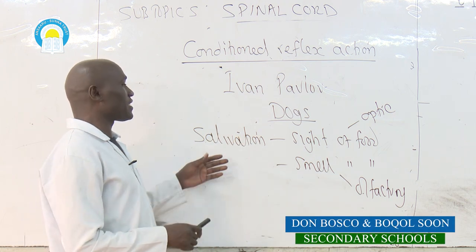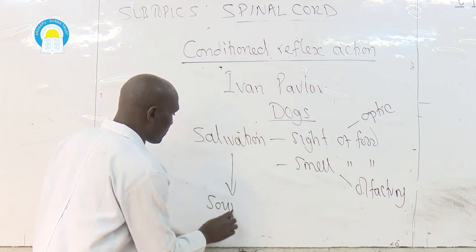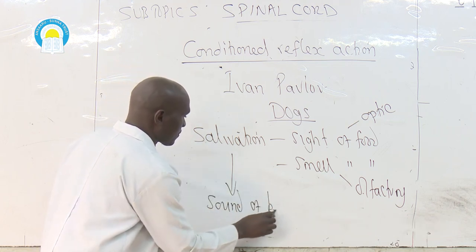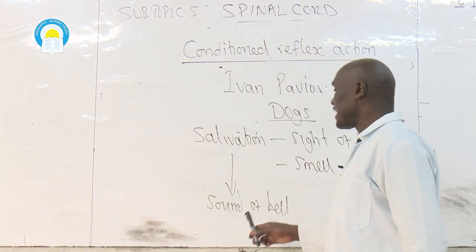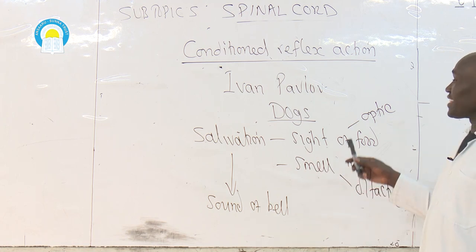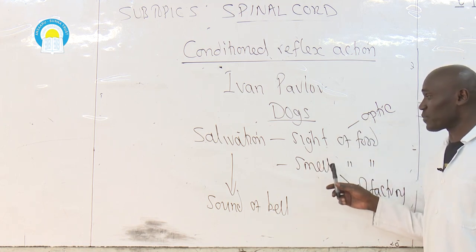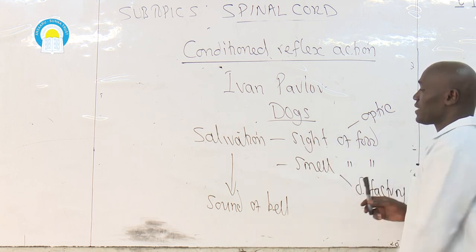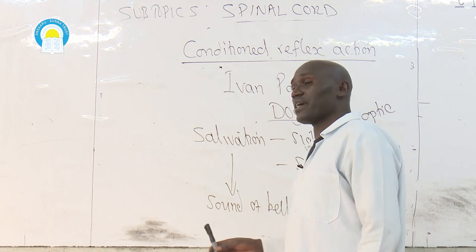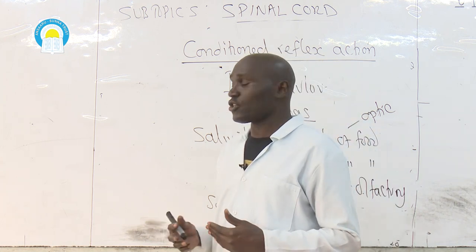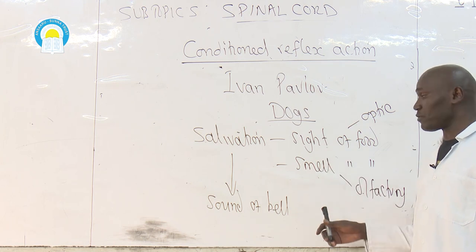Now in this case, salivation was brought about by the sound of the bell. Sound in this case is an unrelated stimulus. The stimulus here originally was the sight of food or the smell of food. These two are the ones that we call primary stimuli. But the sound of the bell, which is not related to salivation, now takes over from the sight and smell of food.